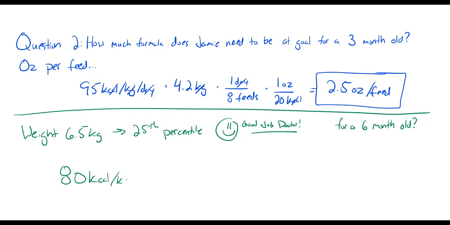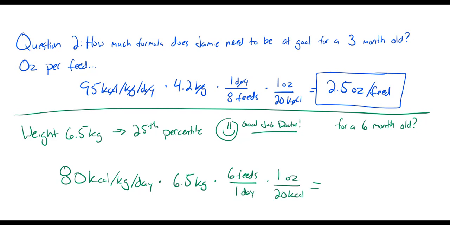Again, set everything up starting with our goal of 80 kcals per kilogram per day, then multiply by her new improved weight, multiply by 6 feeds, and then multiply by 1 ounce, because that's 20 kcals. And when you make everything cancel, you calculate that Jamie requires 4.3 ounces per feed.